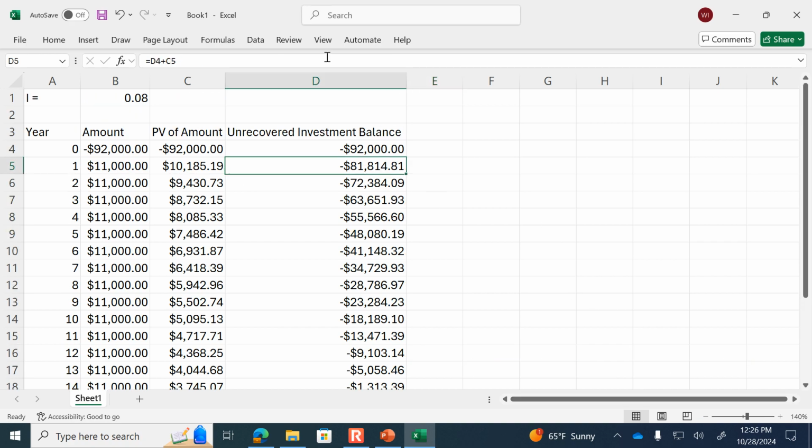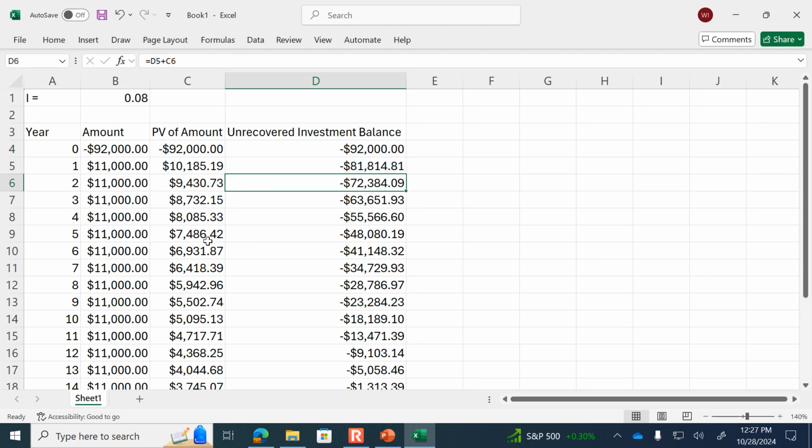So the formula here is the cell above, this year's unrecovered investment balance, plus how much present value of revenue came in this year. So each year it's going to be coming down a little bit, and the present value of those future revenues is getting diminishingly small.